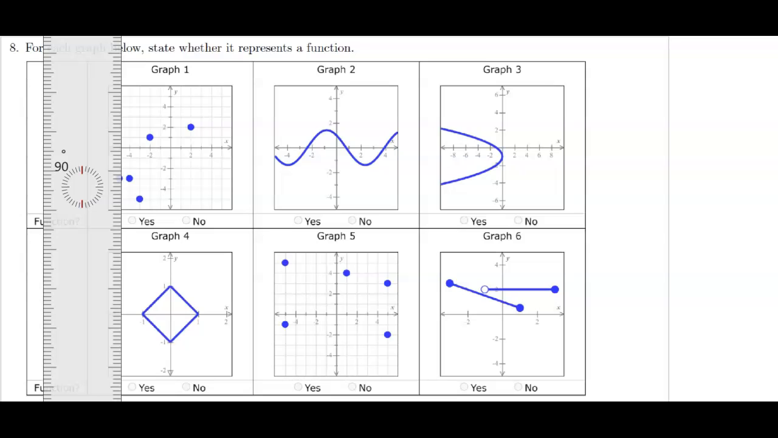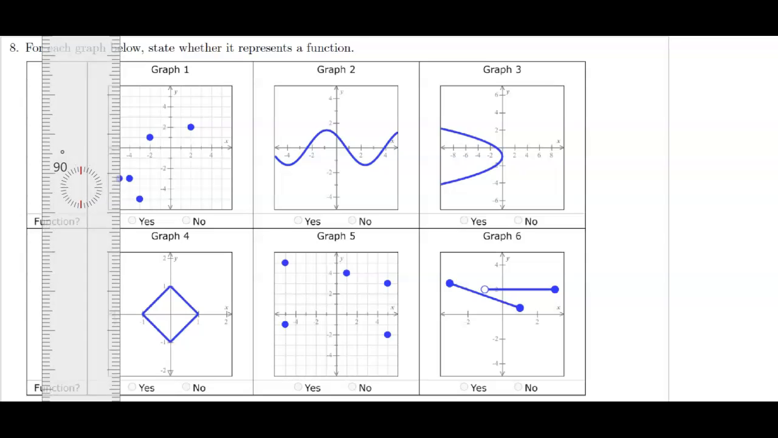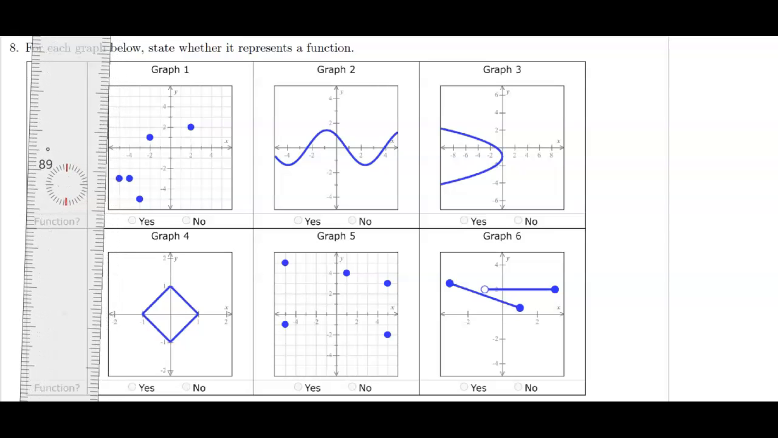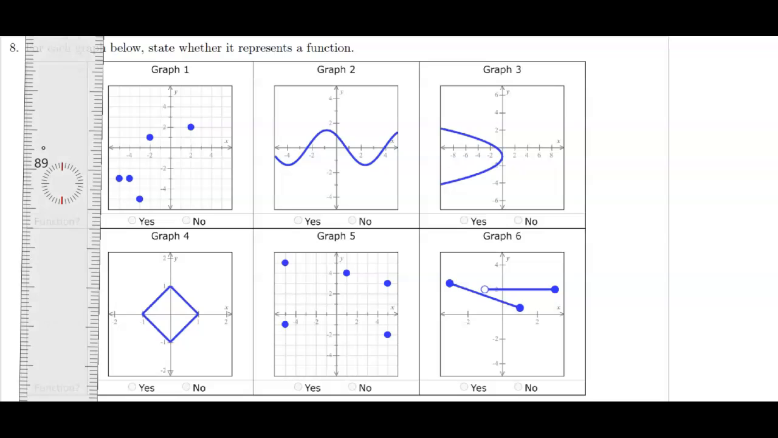So I'm in graph 1, right? The vertical line test is to make sure that every vertical line is intersecting the graph only once. And graph 1 is only dots, right? So the dots represent the graph.